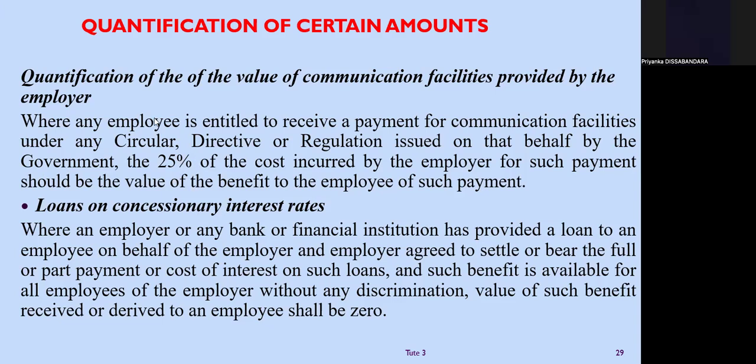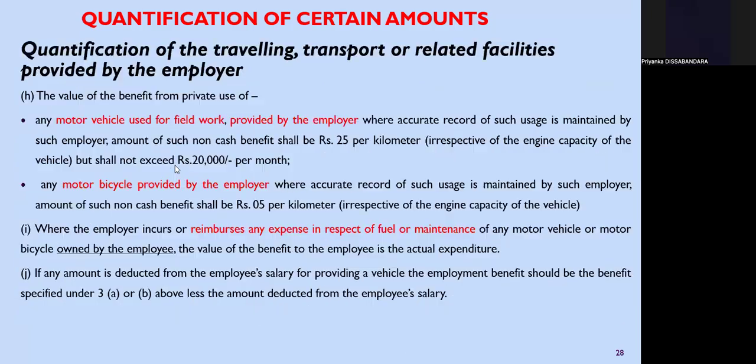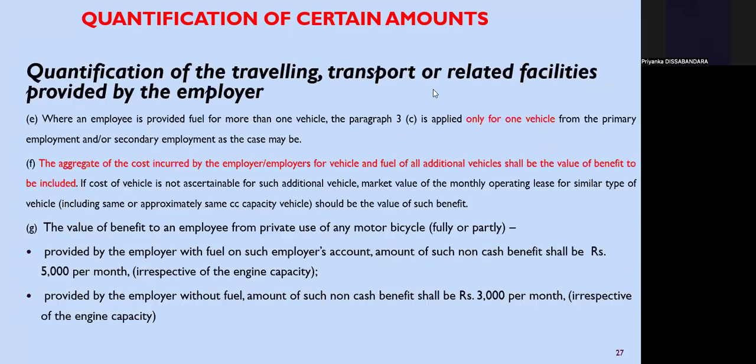Not only the telecommunication, but also the vehicle benefit and the fuel benefit. That means the total vehicle allowance, total fuel allowance and total telephone allowance should be considered for other employees who are not mentioned under the circular issued by the government.